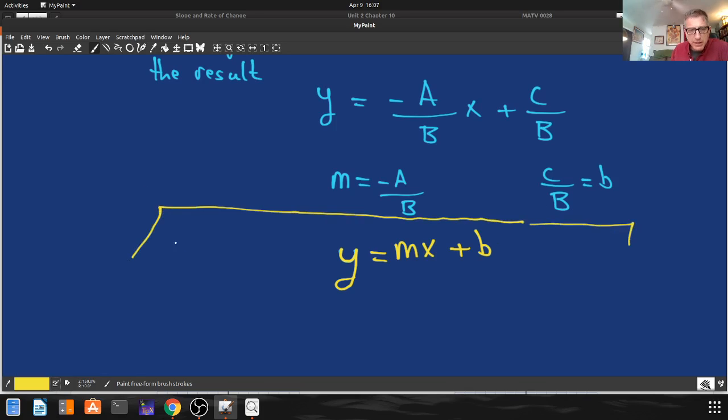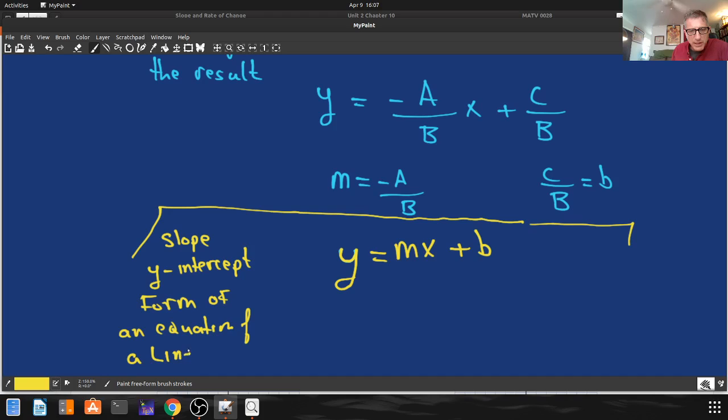This equation right here is called the slope-intercept form of an equation of a line. Sometimes we're really lazy and we just call it slope-intercept form.